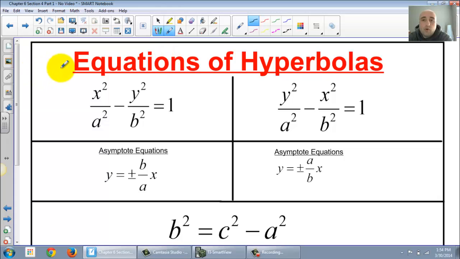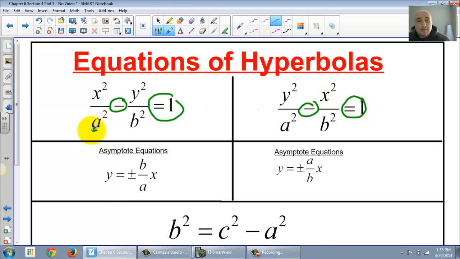Alright, so we're going to start with the equations of hyperbolas. If you notice, they're very similar to what we've already done, but there are some differences. Hyperbolas have a minus sign in between the x squared and the y squared. So the ellipses had pluses, hyperbolas have subtraction signs. They still need to be equal to 1.